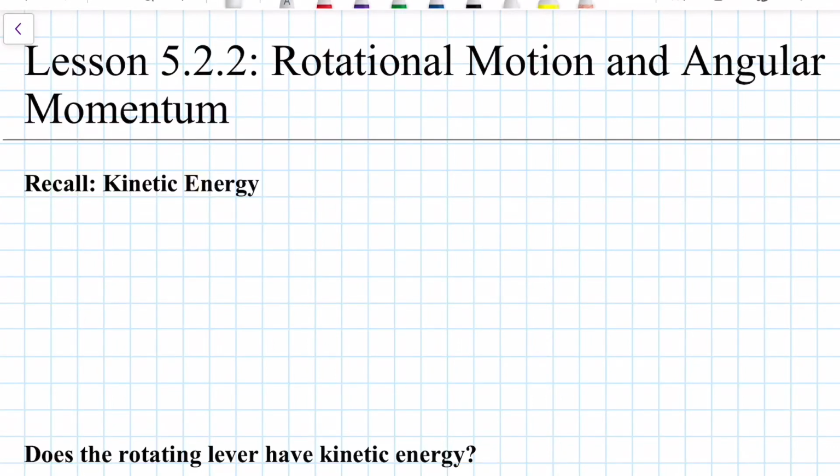Hey guys, today we'll talk about rotational motion and angular momentum. And the topic for this lesson will be rotational motion. First and foremost, let's recall what kinetic energy is.